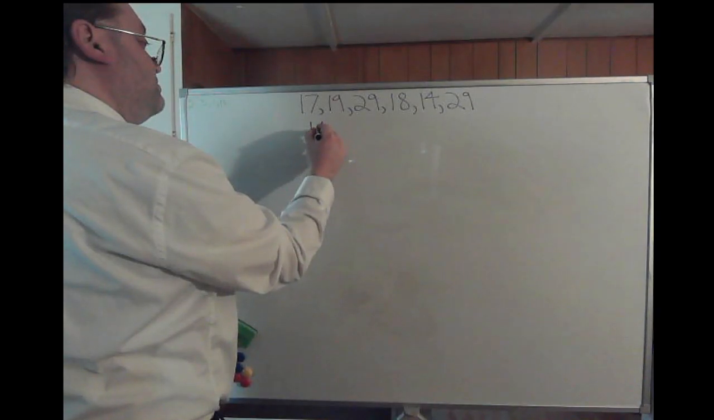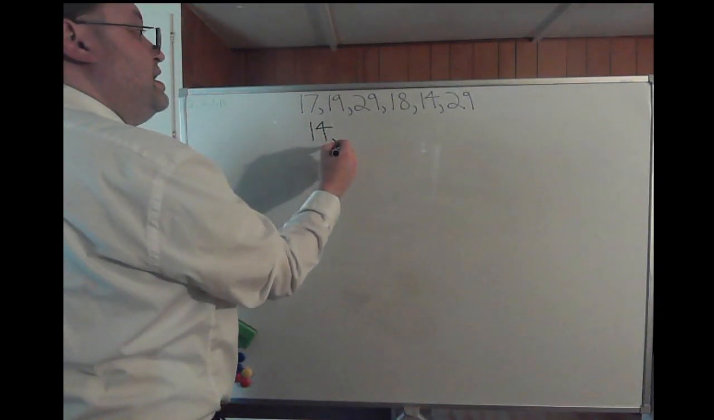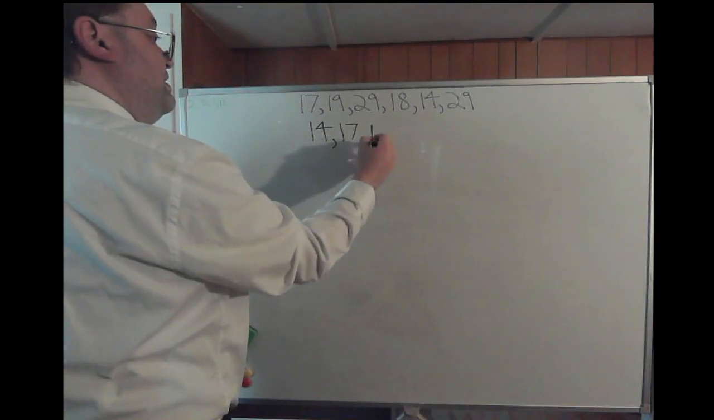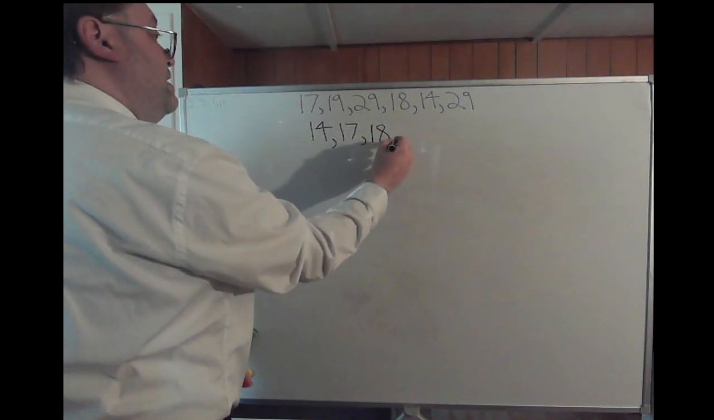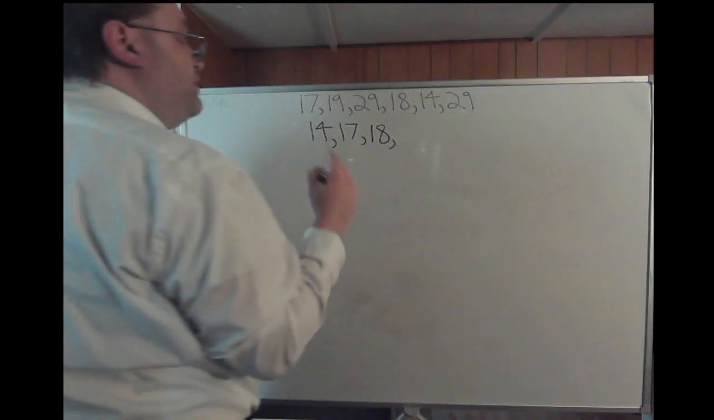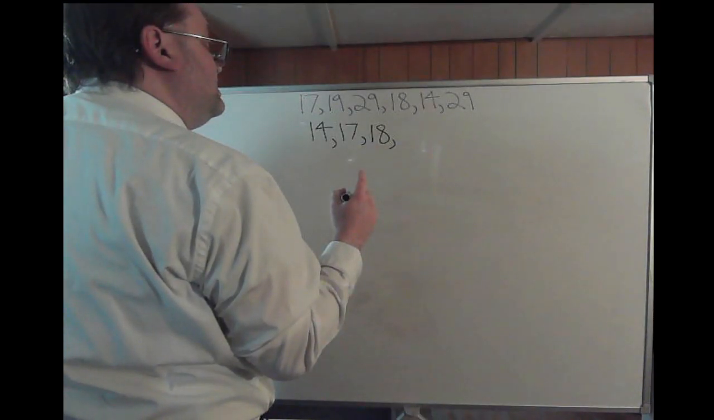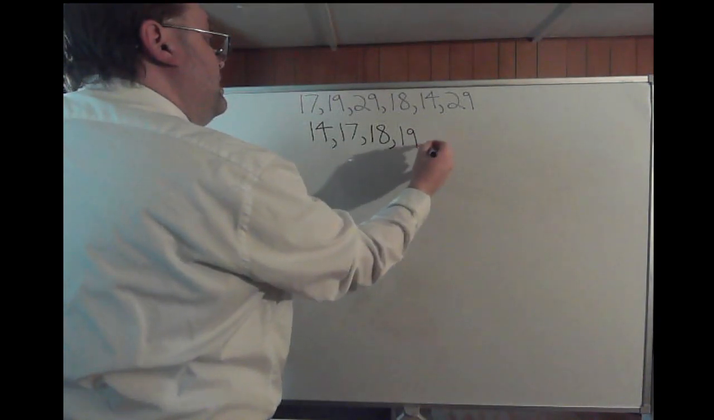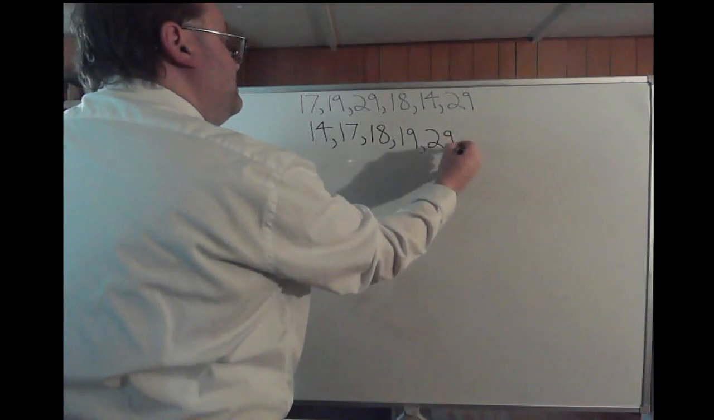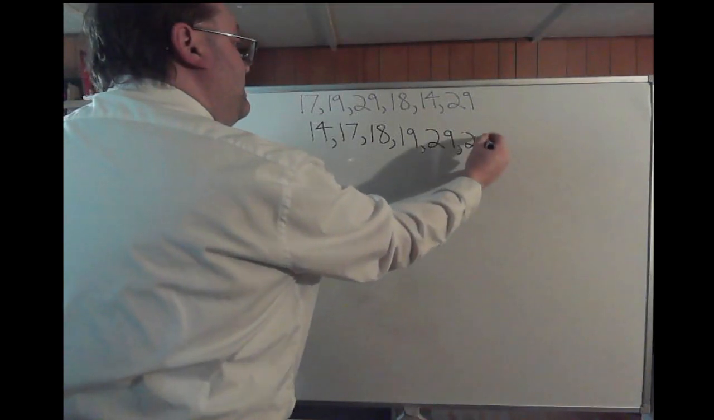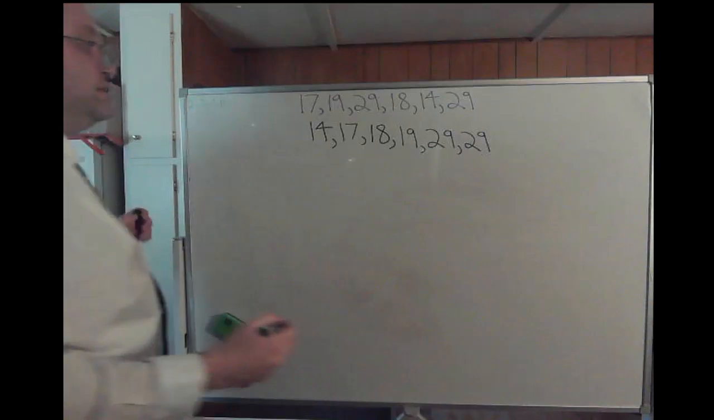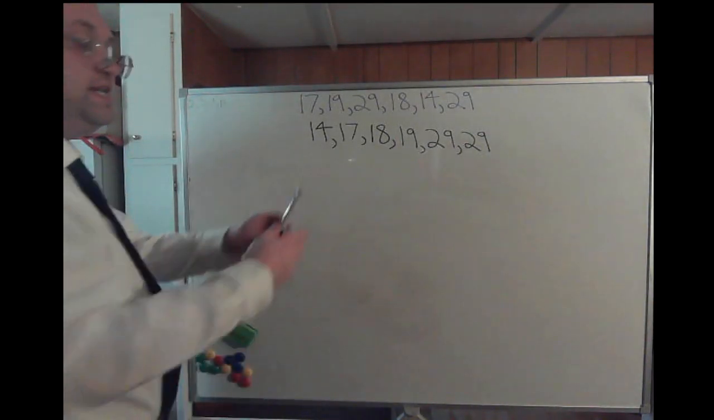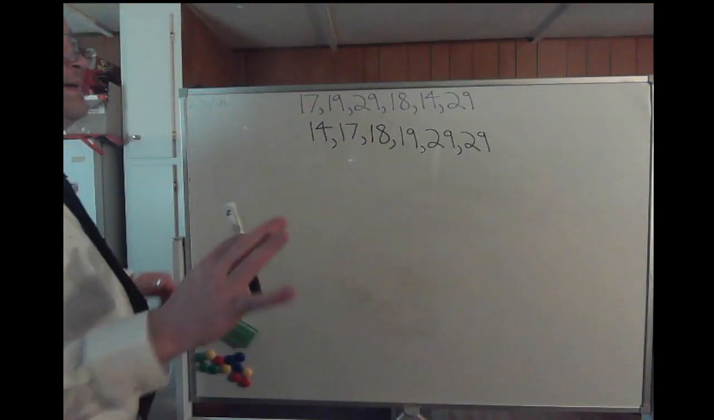So the smallest number is 14. Next smallest is 17. Then you've got 18. After that, you do have 19. And then you have 29 and 29. So we have rewritten the list to go from smallest being 14 to the greatest being 29.